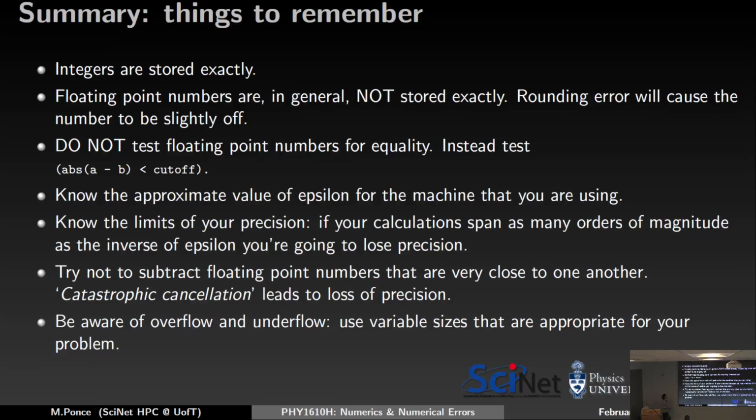To summarize today, the things you need to remember: integers are stored exactly, but they have limits, ranges. Floating point numbers, in general, unless you have a very particular case, are not stored exactly, and so rounding errors will appear in the representation. My suggestion, and I strongly advise you to do this, because otherwise you will find yourself scratching your head looking at your code for several weeks: always try to test equality with a cutoff or a tolerance factor, instead of just comparing the two variables. This is especially true for floating point. Be aware of the machine epsilon.